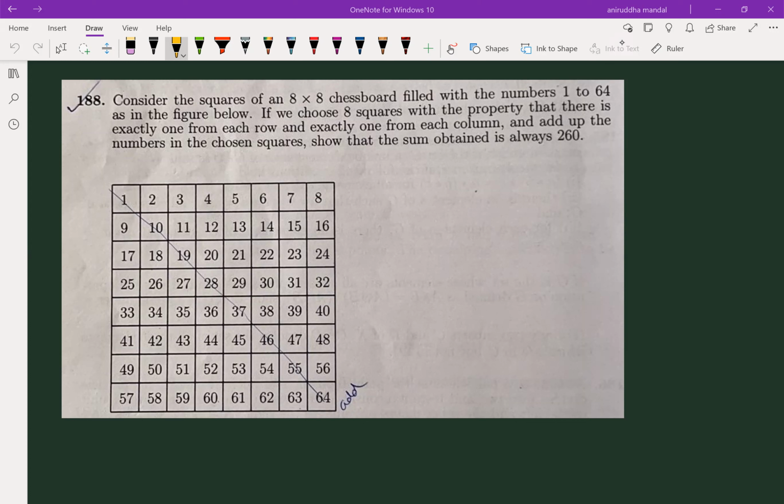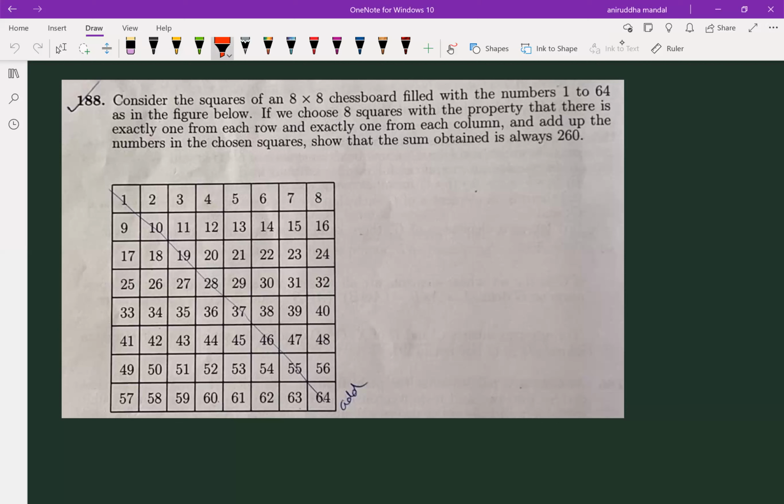Today we have a problem which says there is an 8 by 8 chessboard which is filled with the numbers from 1 to 64 as shown in the figure. If we choose 8 squares with the property that they are exactly one from each row and one from each column and add up these numbers, we get the sum of 260 always.